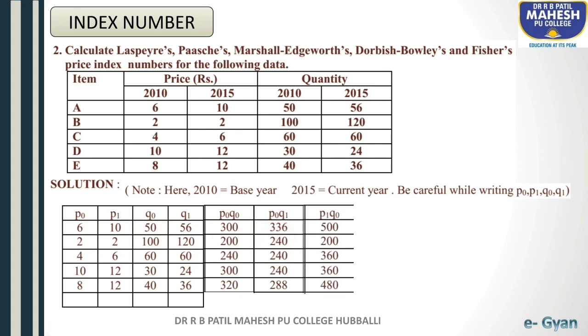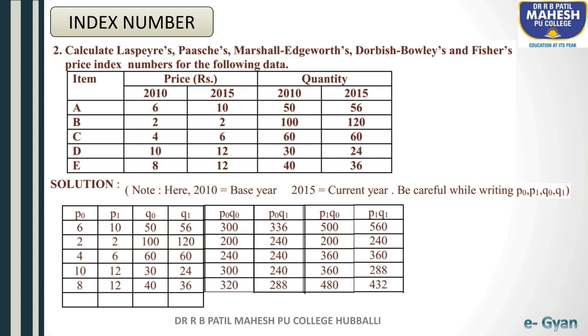Next, multiply P1 into Q0. 10 into 50 is 500. 2 into 100 is 200. 6 into 60 is 360. 12 into 30 is 360. And the last one, 12 into 40 is 480.